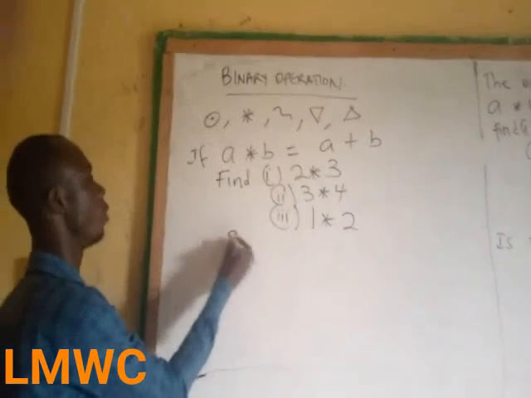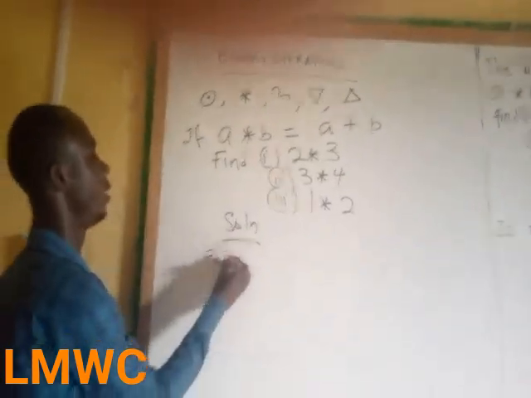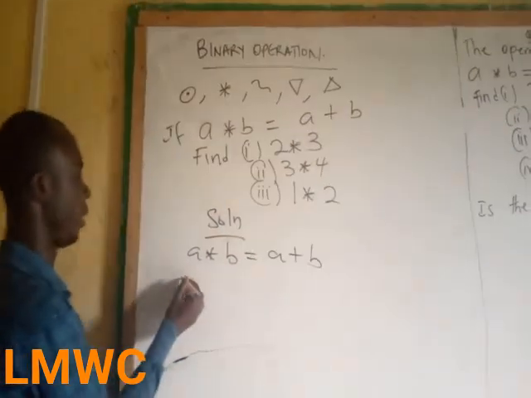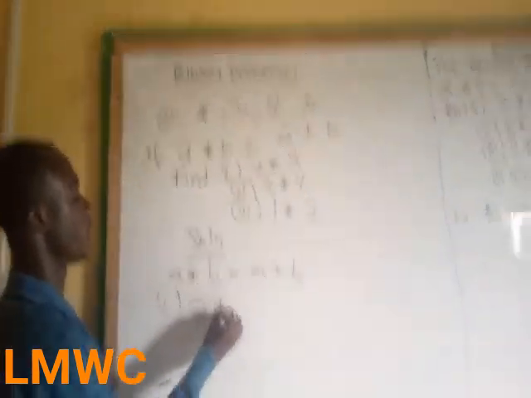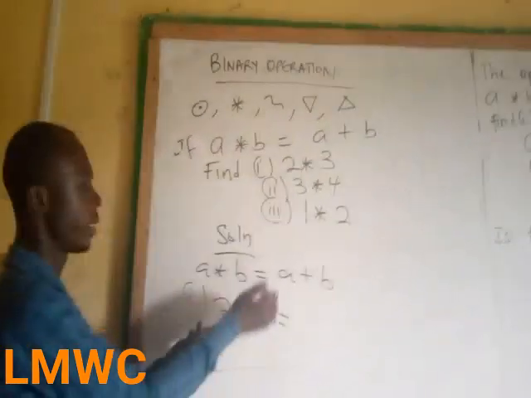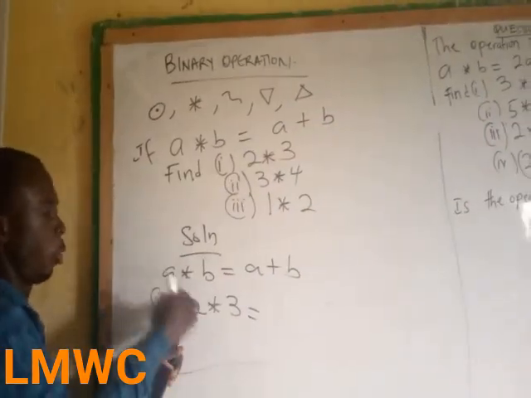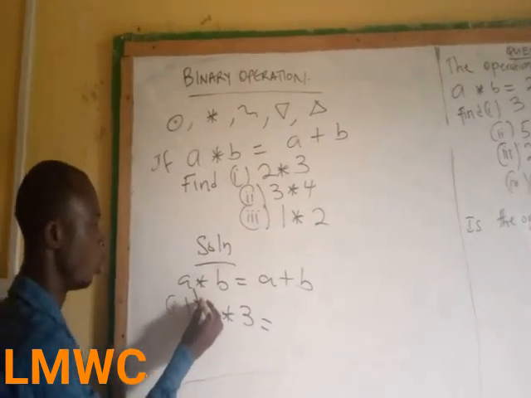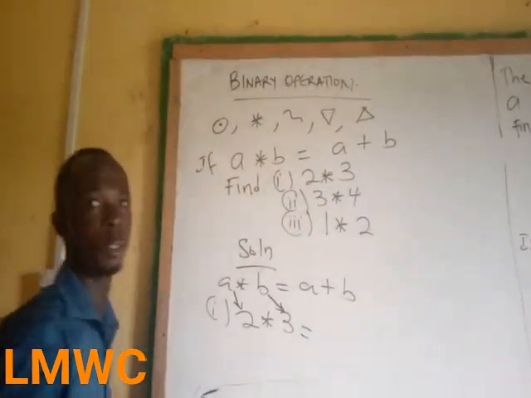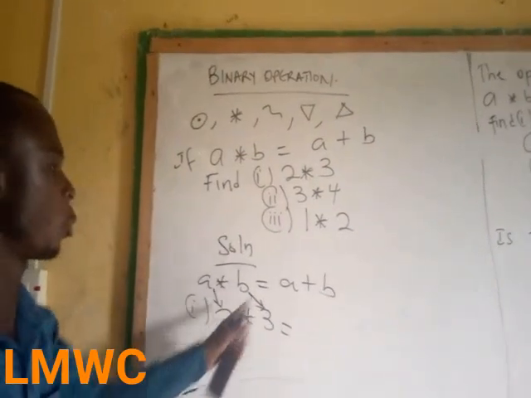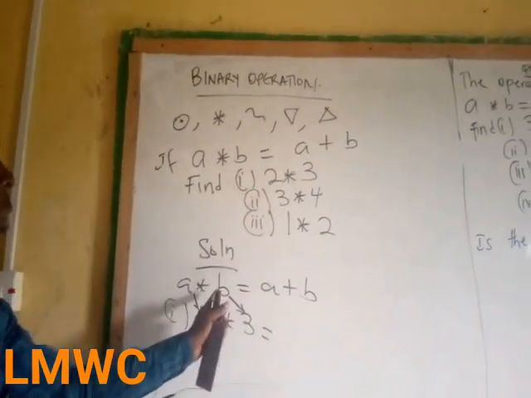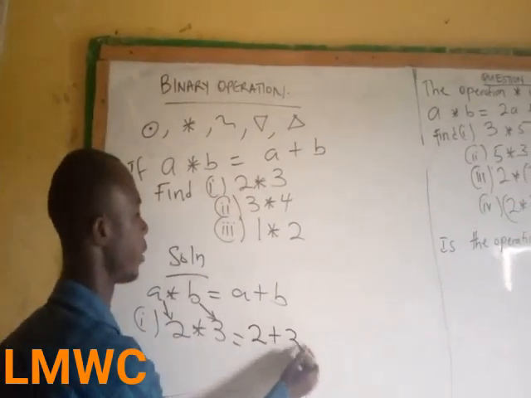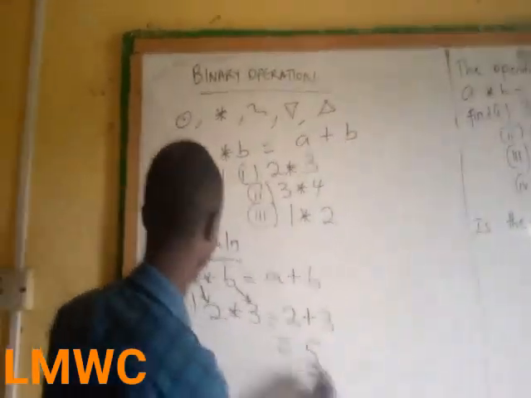So you first write your formula. A star B equals A plus B. And they have asked you to find 2 star 3. This means A is 2 and B is 3. So wherever you see A, you substitute 2. Wherever you see B, you substitute 3. So it becomes 2 plus 3, which is 5.